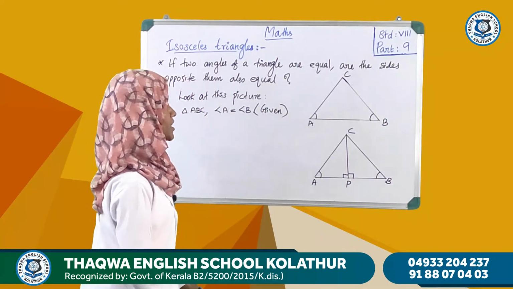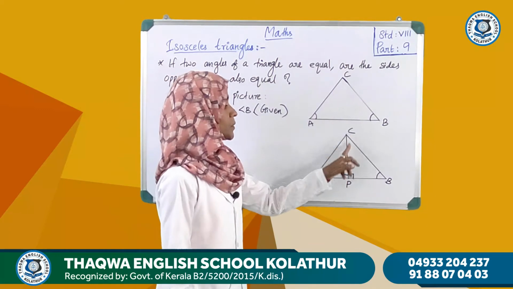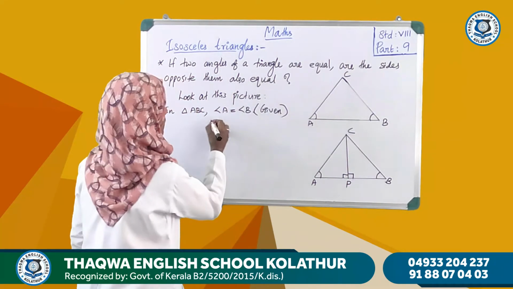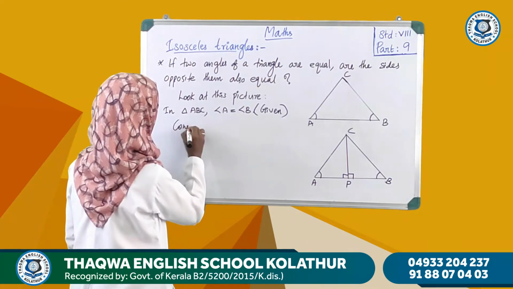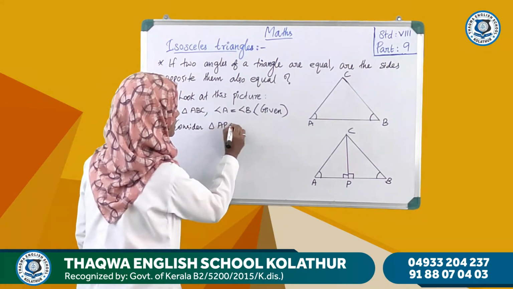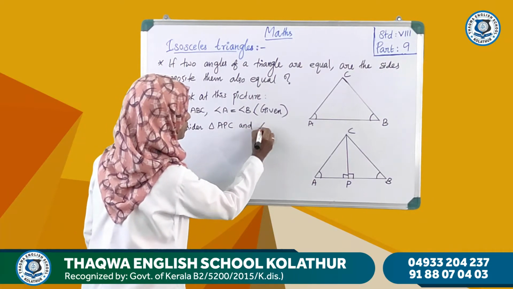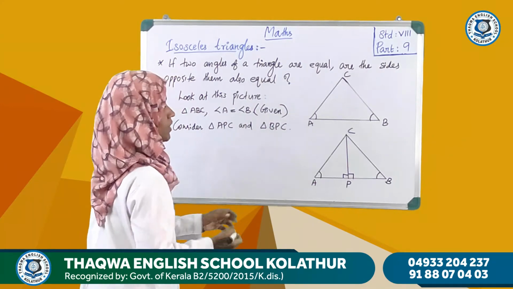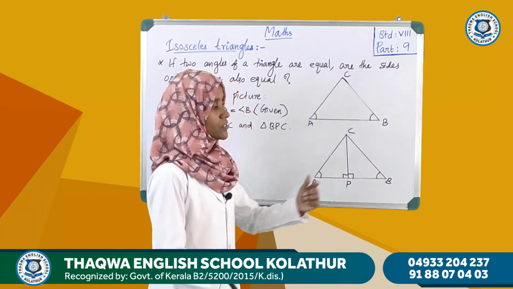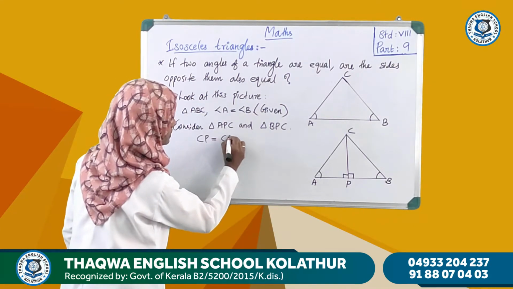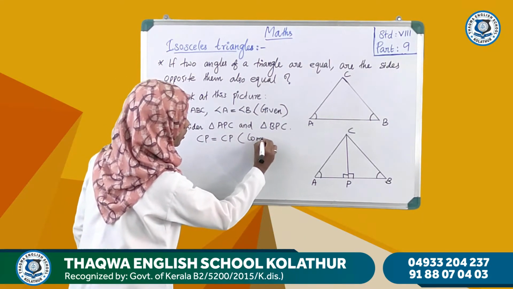In triangle ABC, angle A equals angle B. Given condition. The next step, CP is perpendicular to AB. That is, consider triangle APC and triangle BPC. From these triangles, CP equals CP. This is the common side.